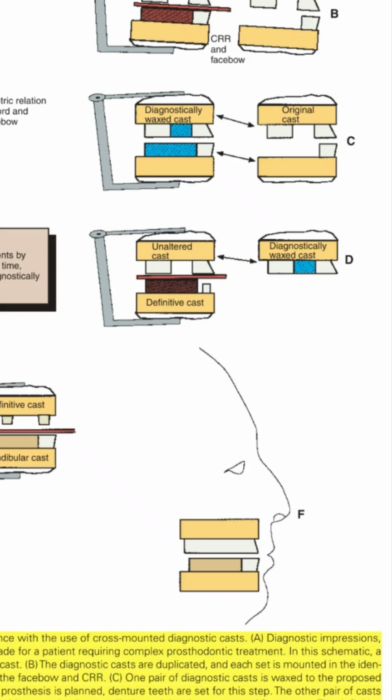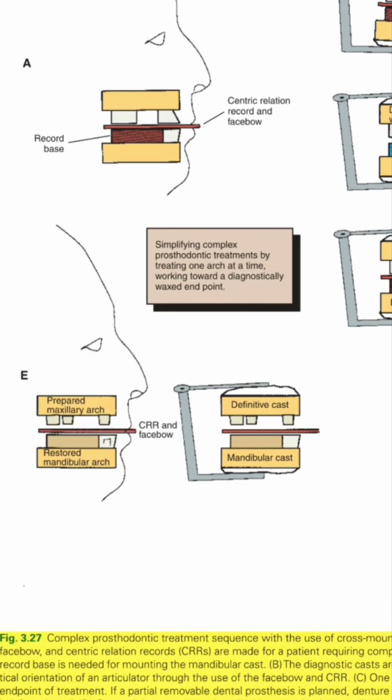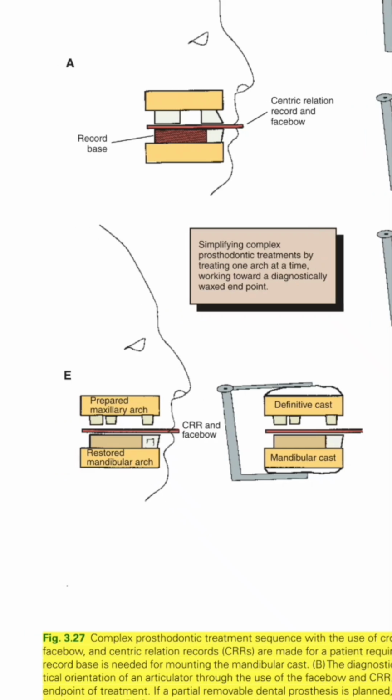Then we build the final result of the mandibular cast, and we mount it in the patient's mouth. Then we start doing the maxillary arch preparation, and we take a new centric relation and face bow.